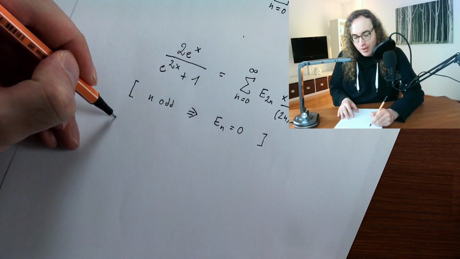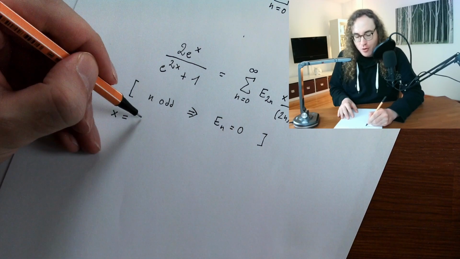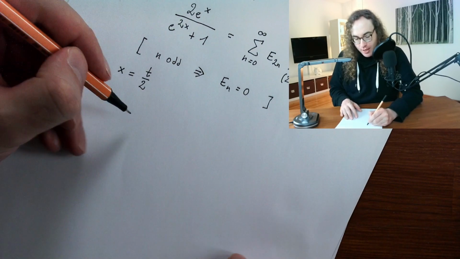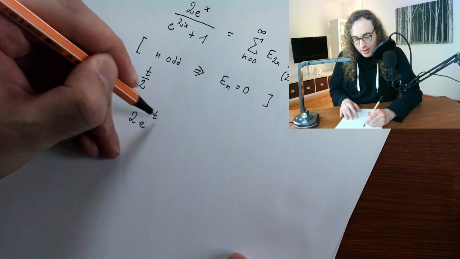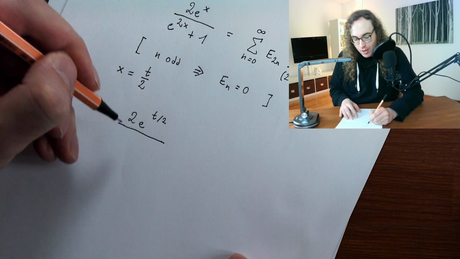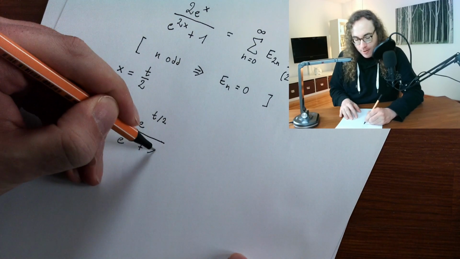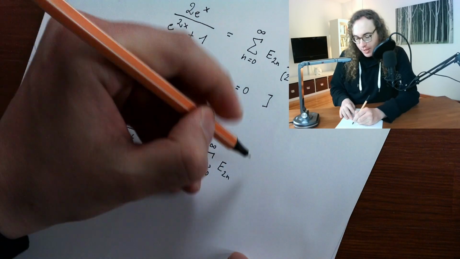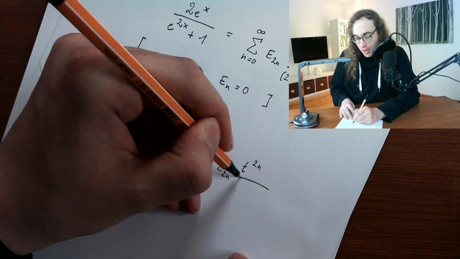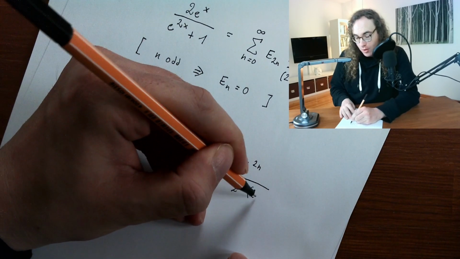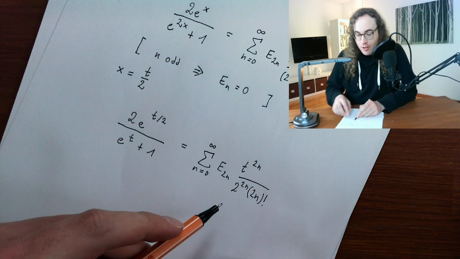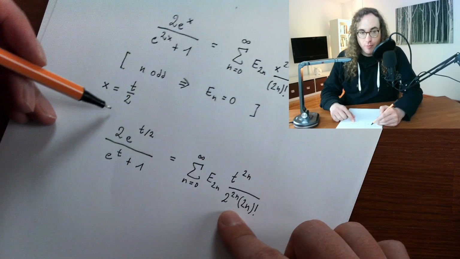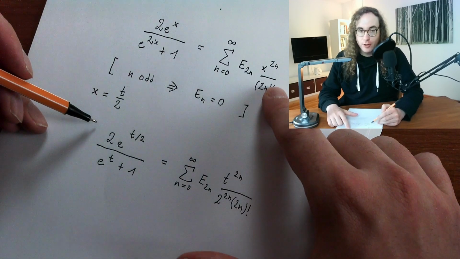So what I'll do is I'll replace x by a new variable, which is just t divided by 2. Let me just plug this in. So I get 2 times e to the t divided by 2 divided by e to the t plus 1 equals this sum. And now this changes also a little bit. Now I get t to the 2n divided by 2 to the 2n multiplied with 2n factorial. And this 2 to the 2n, this is just the 2 which I get from plugging it in here.